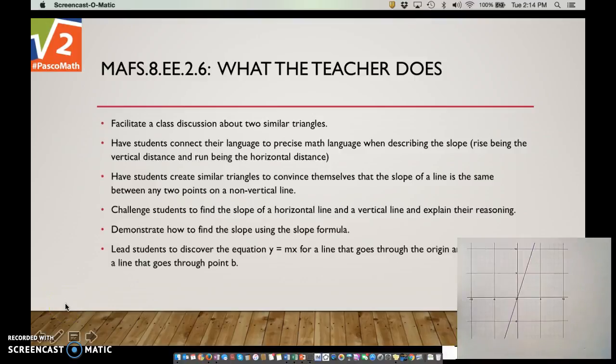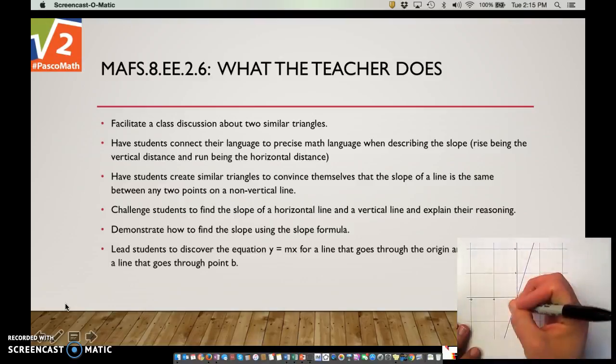So now let's talk about what the teacher could be doing for the standard. First is just facilitate some class discussion about two similar triangles. They have some background knowledge from grade 7 about similar figures, similar triangles in particular as well. And so we can leverage that coherence piece to prior knowledge for the standard. So we need to create those similar triangles first, though, so we just need to pick some points.